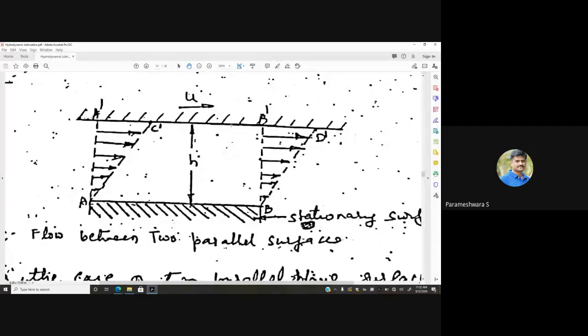When it is developed, the front view looks like that. When the journal is developed, it takes the shape of a rectangle, and the one below represents the stationary surface, I mean the bearing block, and the one above is the journal. This gap is filled with lubricant, and thus the film thickness is H.